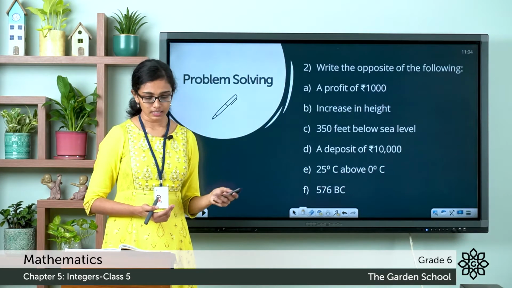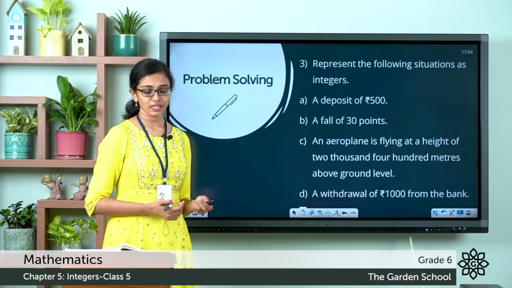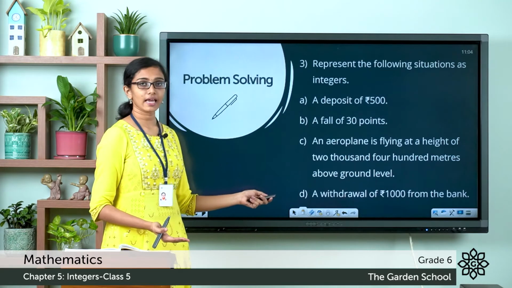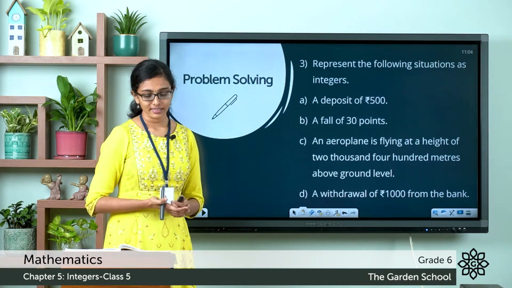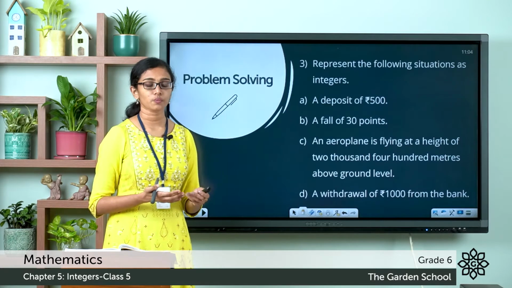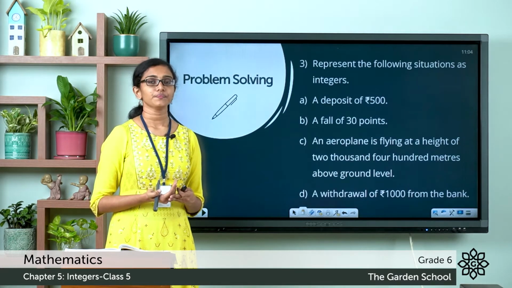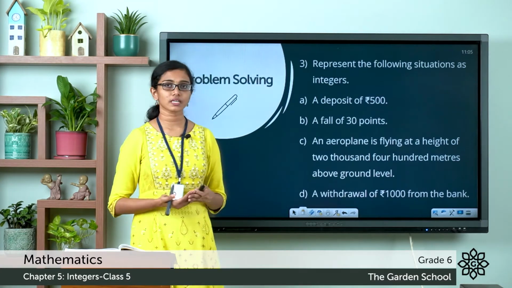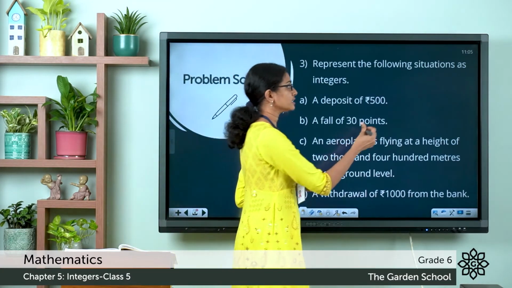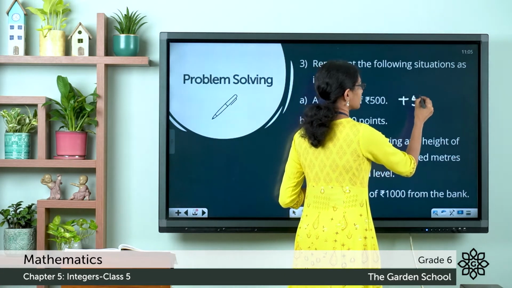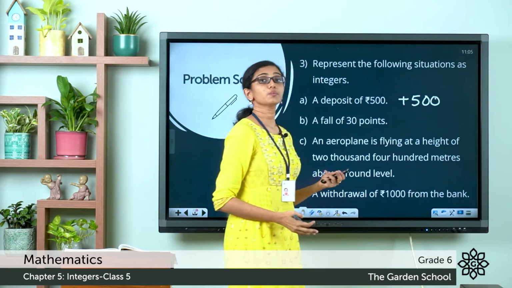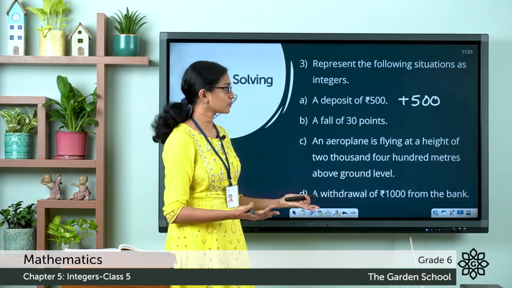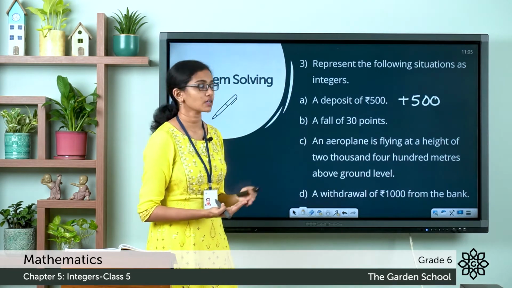Now the next question, question number 3, it says represent the following situations as integers. There are a few situations mentioned there. I have listed only a few. Let's see the first one, a deposit of rupees 500. See, a deposit means that is going to be a positive bank balance. So how can you represent that as an integer? We can write that as plus 500. Now what if it was a withdrawal? It should have been represented as minus 500. So a deposit means it is plus 500 to the bank balance.